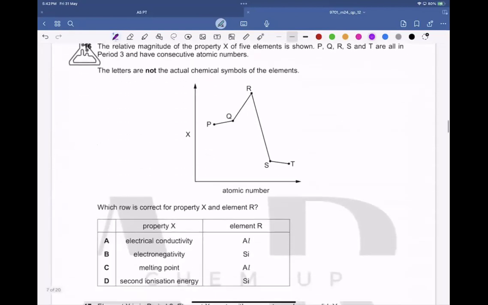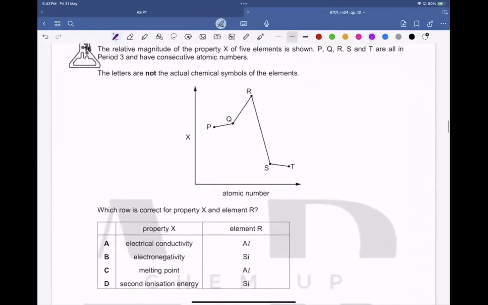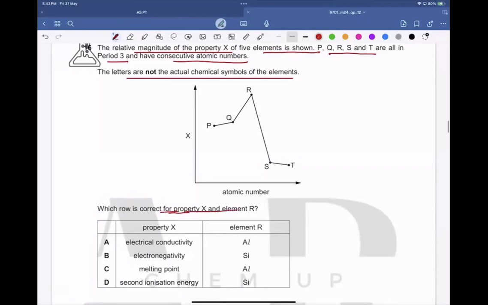Now, question number 16. The relative magnitude of the property X of 5 elements is shown. Okay, they don't tell us the property. P, Q, R, S, and T are all in period 3 and have consecutive atomic numbers. The letters are not the actual chemical symbols. Which row is correct for the element and the property X?